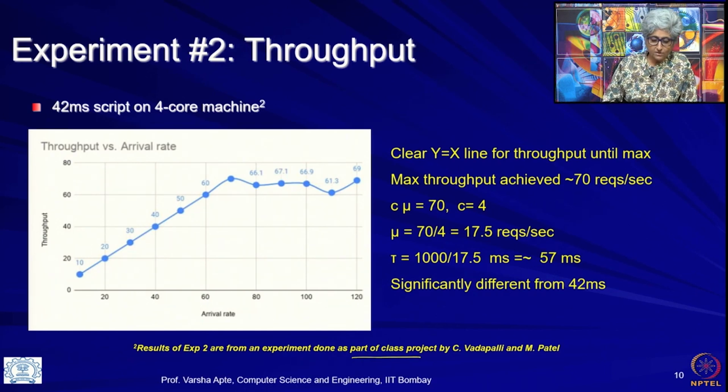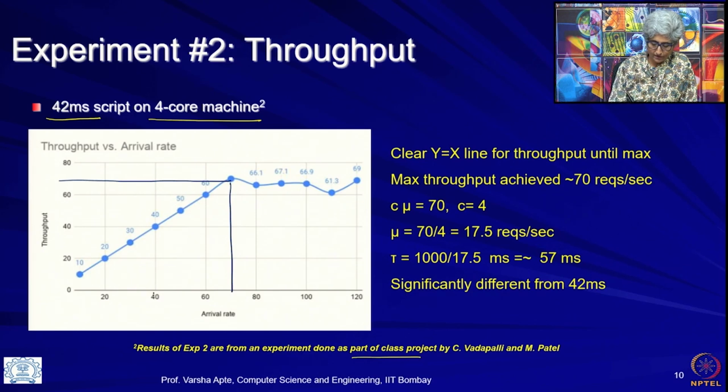Let us look at throughput first, and let us recall it is a 42 millisecond script running on a 4 core machine on the server. Initially, up to a certain point, you can see there is a fairly clear x equal to y line. This is 40 and this is 40, this is 60, this is 60, this is 20, this is 20. It is almost the very theoretical x equal to y line that we expect for throughput.